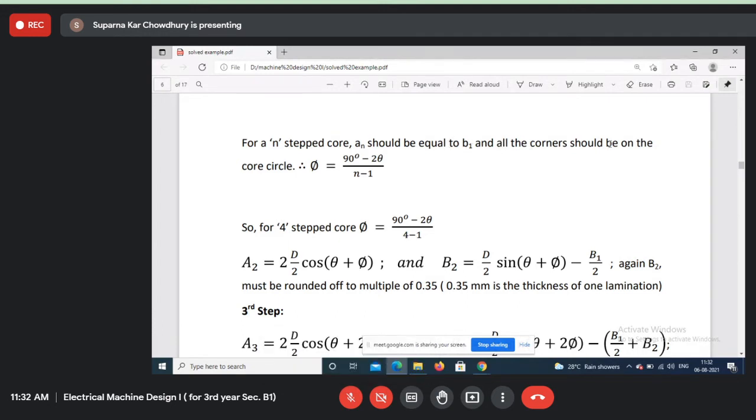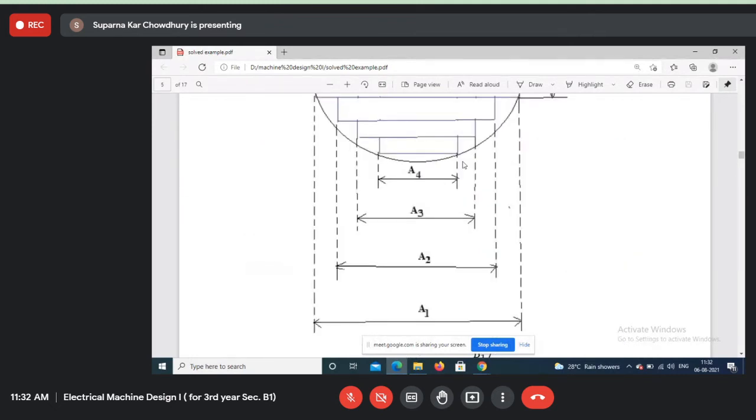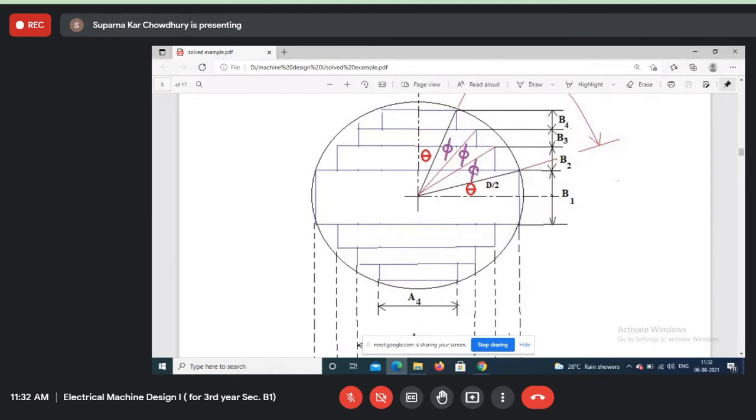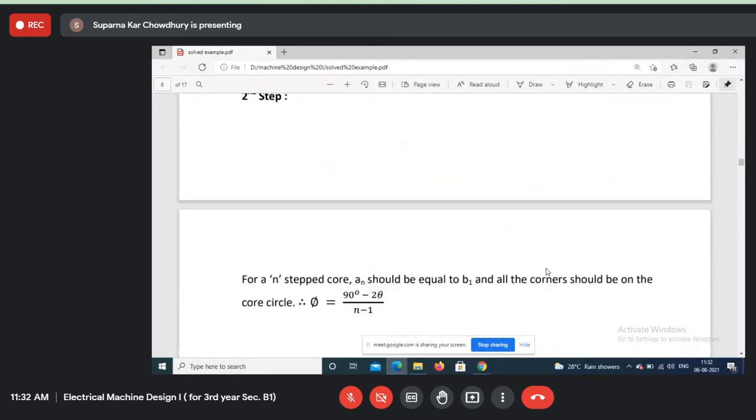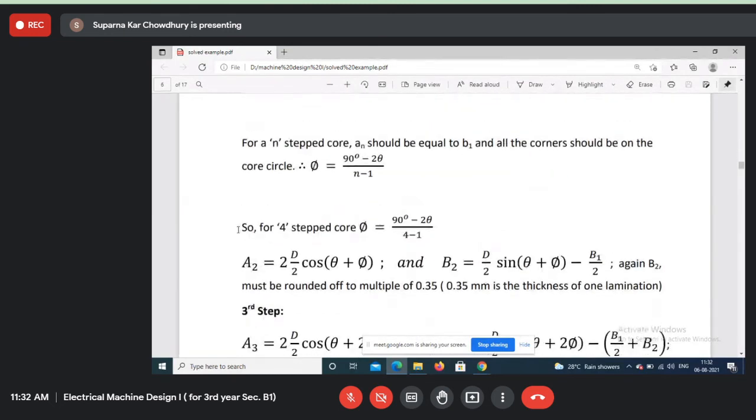All the corners should be on the core circle. So for that, phi should be 90 degree minus 2 theta divided by n minus 1. We should take these angles equal. Okay. So phi, for this 4-step core, is 90 degree minus 2 theta by 4 minus 1.